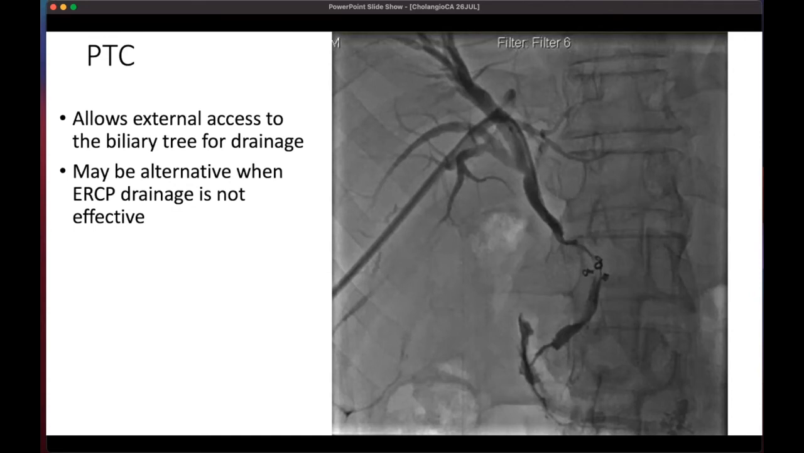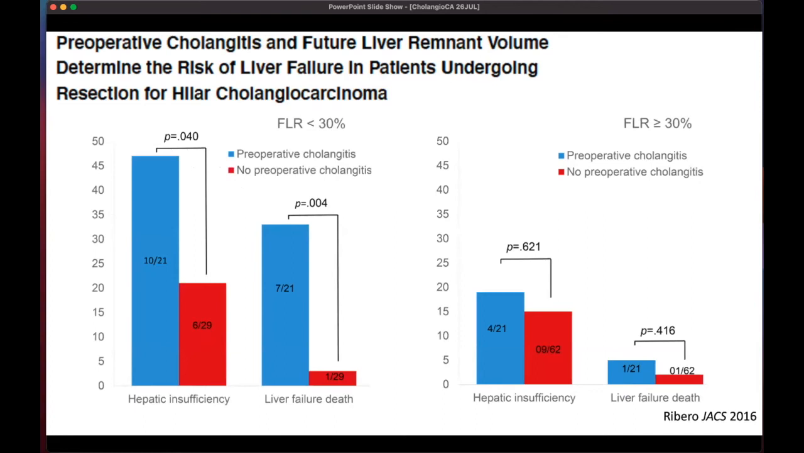So this is just one paper, and there are other papers that have demonstrated the same thing, but this is for patients with an FLR less than 30%. So these are patients that are at risk for post-hepatectomy liver failure. Essentially, if they have pre-op cholangitis and they weren't effectively drained, their risk of liver failure was much higher, and the risk of death was much higher. This is FLR a little bit higher. You still see the same trend, although not significant.